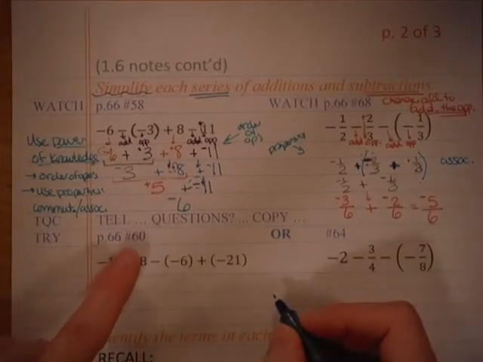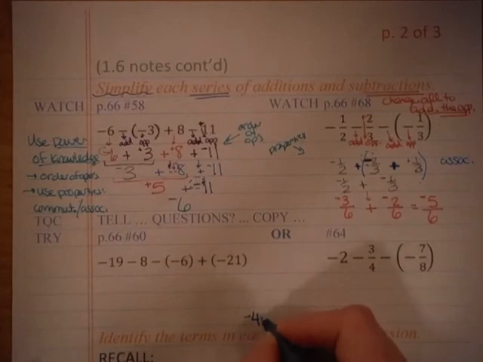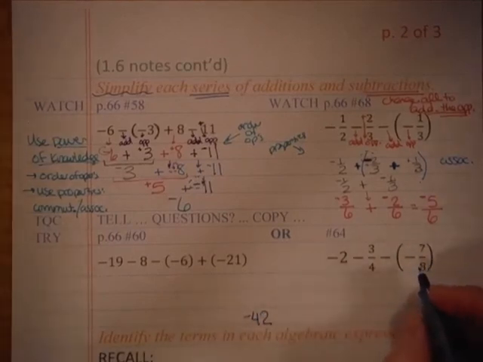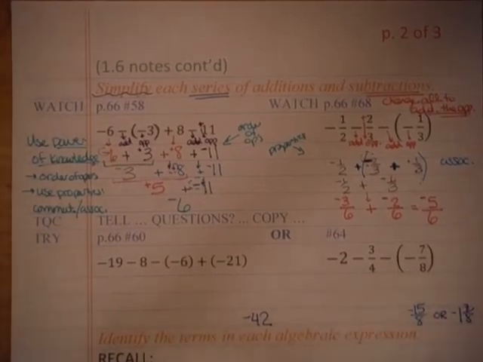Alright, and after trying 60 and 64, number 60 you should get negative 42. On number 64 you should get negative 15/8, or if you wrote that as negative 1 and 7/8, that would be fine too. Sometimes the book converts it back to a mixed number, sometimes it leaves it improper.